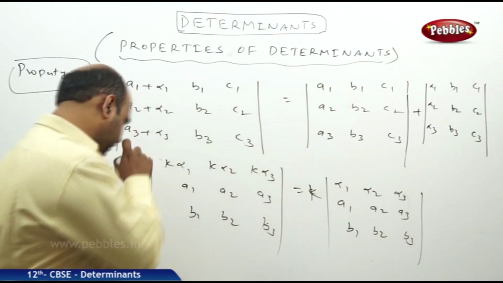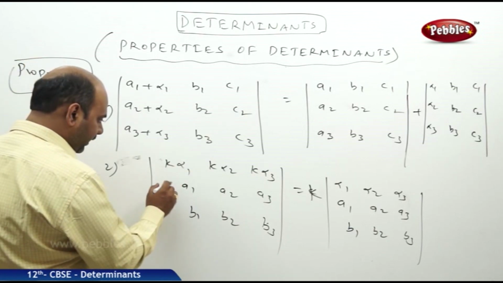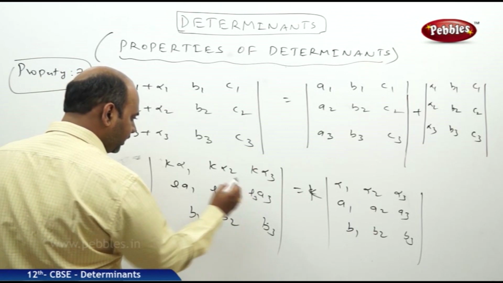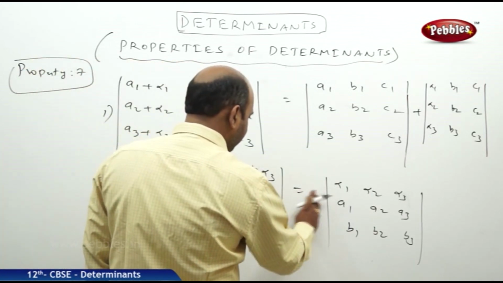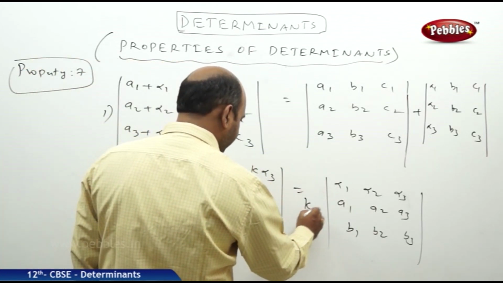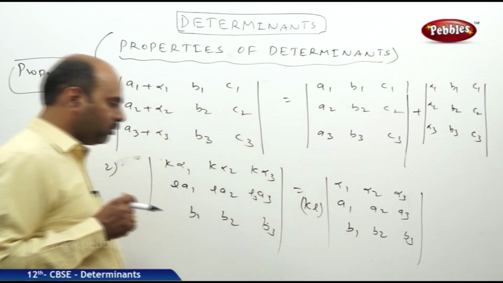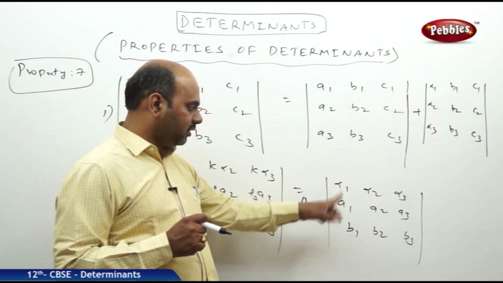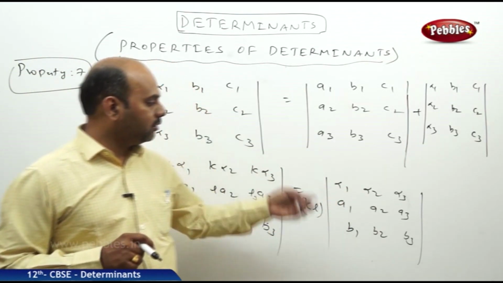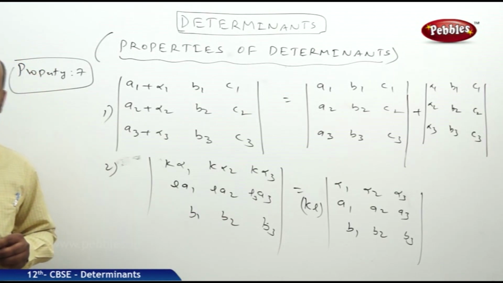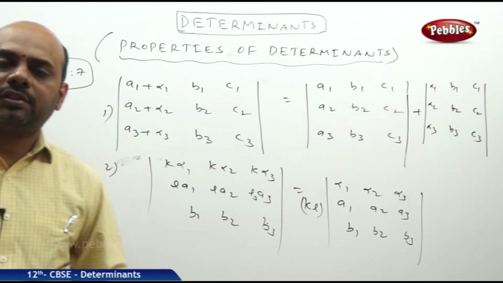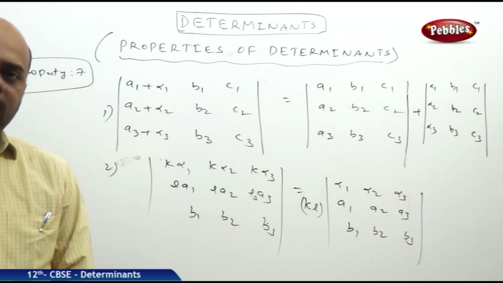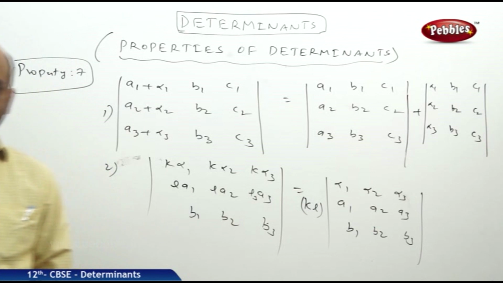Sometimes you may get it like this: LA2, LA3, then that L also I can bring outside, and both scalars come in terms of products, like KL into alpha 1, alpha 2, alpha 3, A1, A2, A3, B1, B2, B3. So with this we finished the properties of determinants, and we shall see 2 to 3 numericals based on the properties of determinants, and we conclude the chapter.